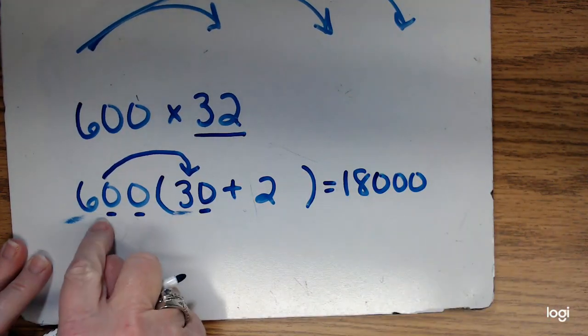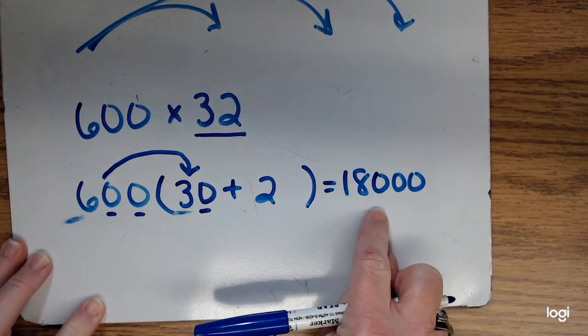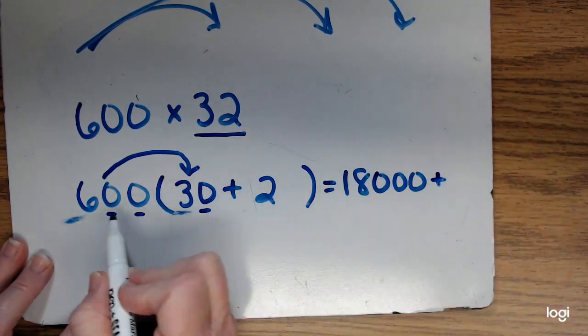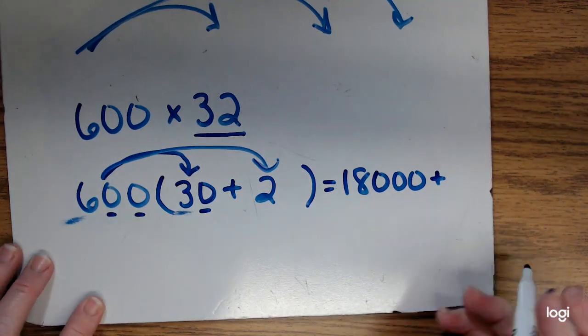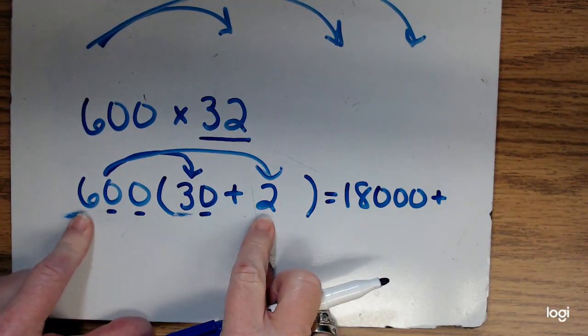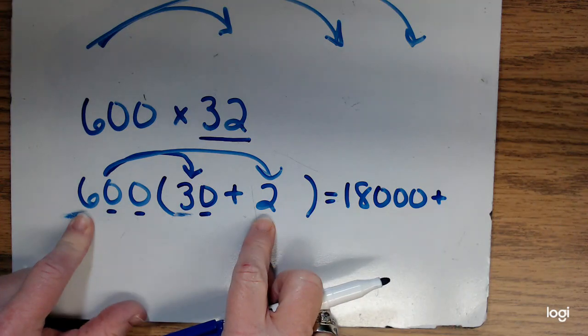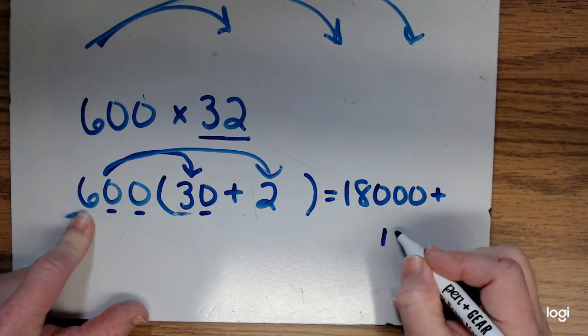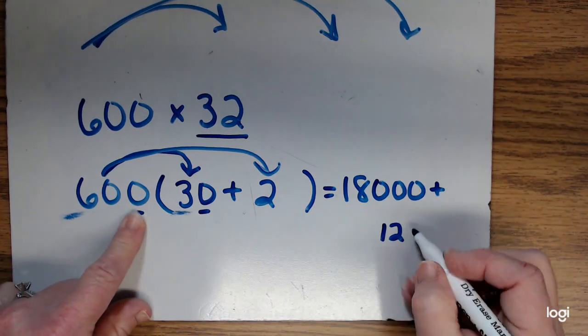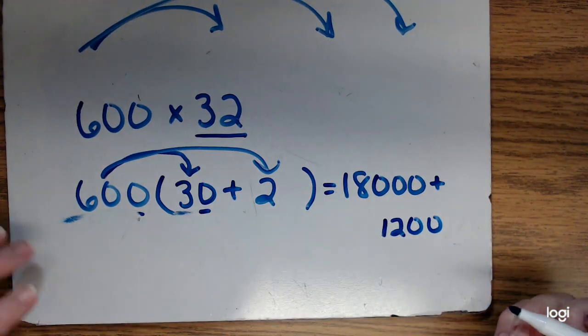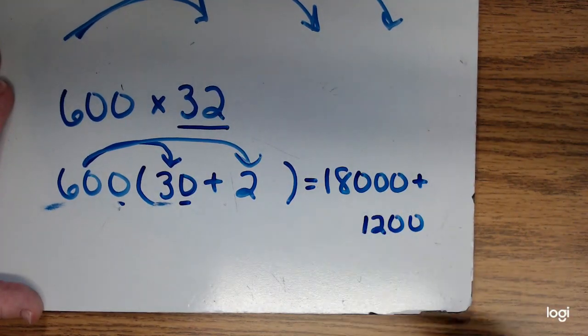All right, so we've multiplied 600 times 30, and we have 18,000. However, we now have to distribute the 600 times the 2. All right, well, what's 6 times 2? 6 times 2 is 12. How many zeros? There's no zeros here, but there's 2 here, so 2 zeros. So in order to find my answer, I have to add these two numbers together.